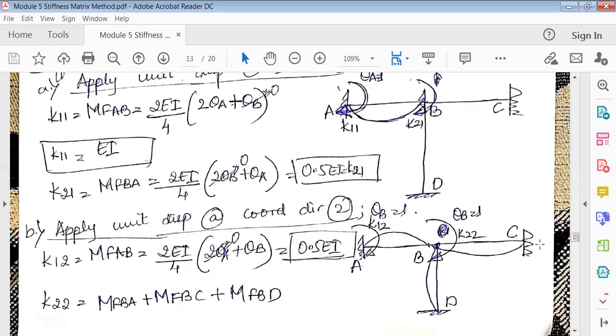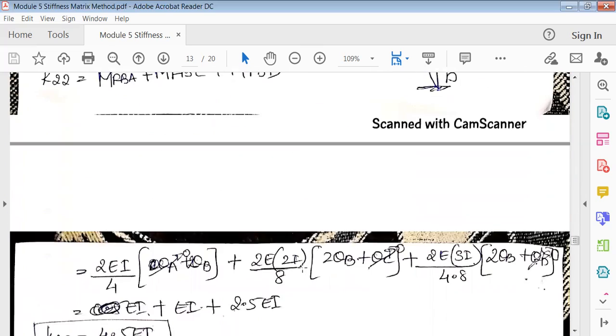So that's it, all other ends are fixed. Okay, all other ends are fixed. And theta b, only mark theta b. So this is 0.5 EI remaining. Then k22. Now k22 is nothing but MFBC, MFBD, MFBA. All three you have to consider, because B is connected to all three members.